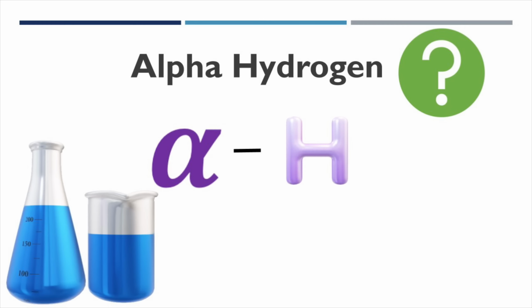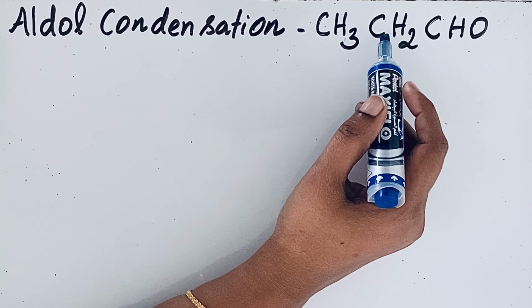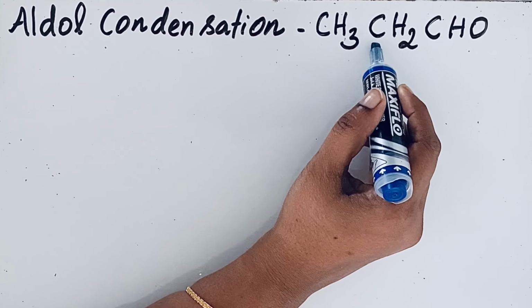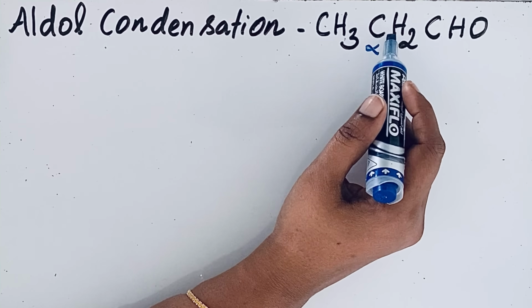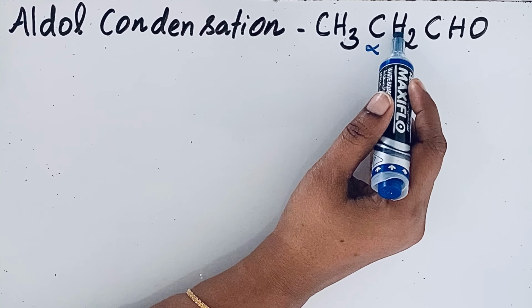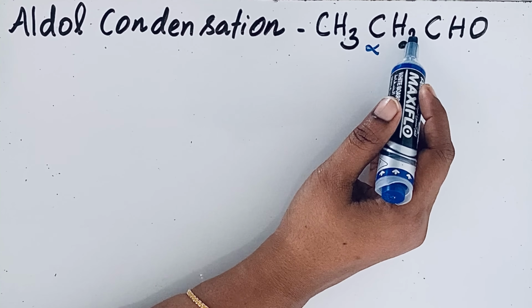Alpha hydrogen: the carbon which is attached to that functional group is called the alpha carbon. So if you look at propanal, CHO is the functional group, so this is the alpha carbon. The hydrogen which is attached to that alpha carbon is called alpha hydrogen. So we have two alpha hydrogens in this compound.